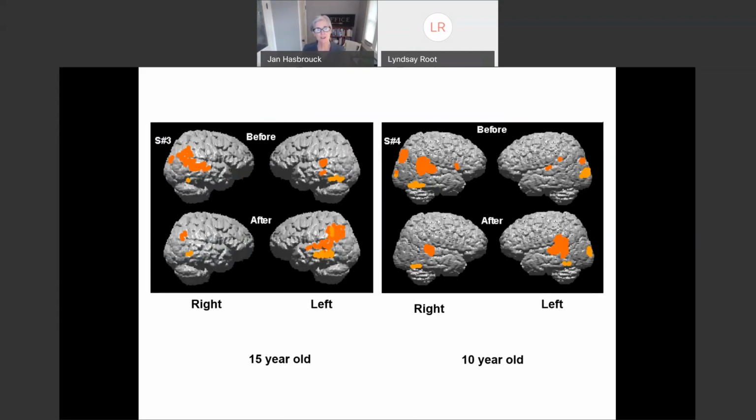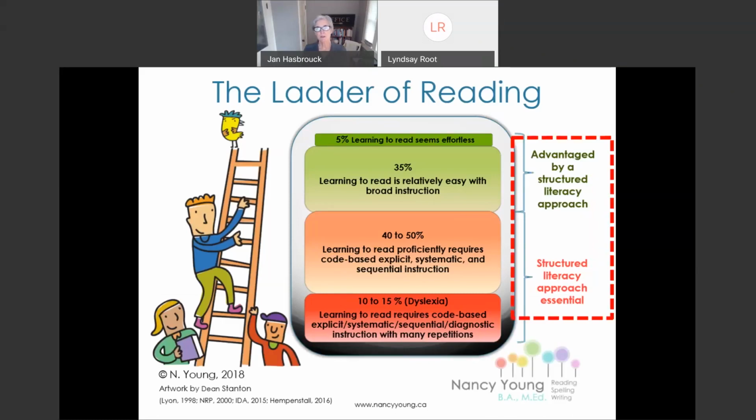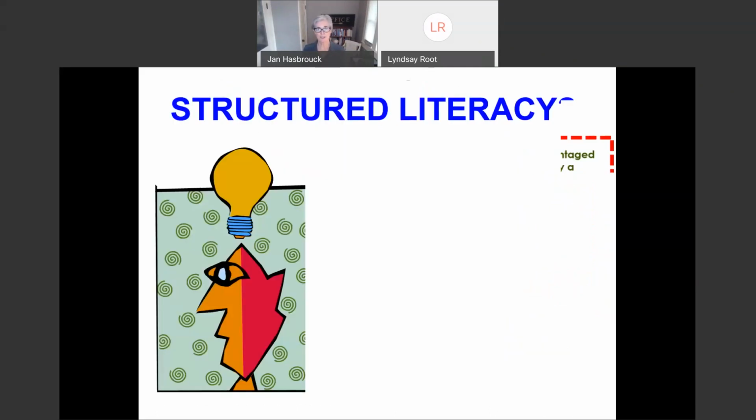The brain changes. So just very quickly, the student on the left, the 15-year-old, the scan at the top is before the intervention, and you can see the student is doing their reading. They're trying to process reading and language in their right hemisphere, and 8 weeks later, with powerful instruction, that has switched over to the left hemisphere, and the same pattern with the student on the right. So let's talk about this powerful structured literacy that changes brains, that is necessary for the students at the bottom of the ladder, but improves the outcomes for the students at the top of the ladder.